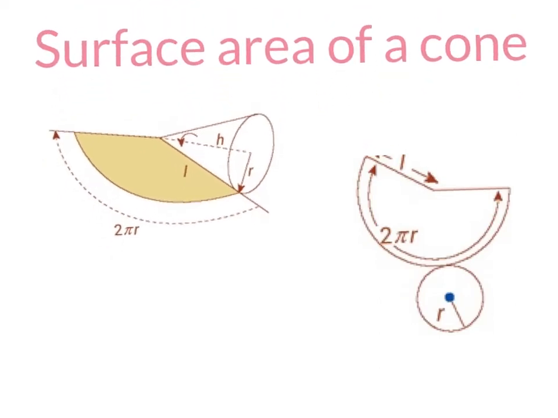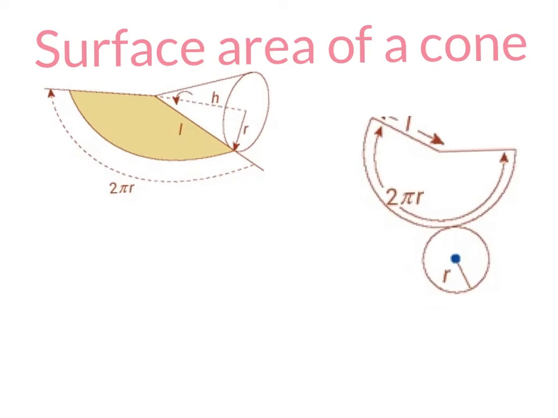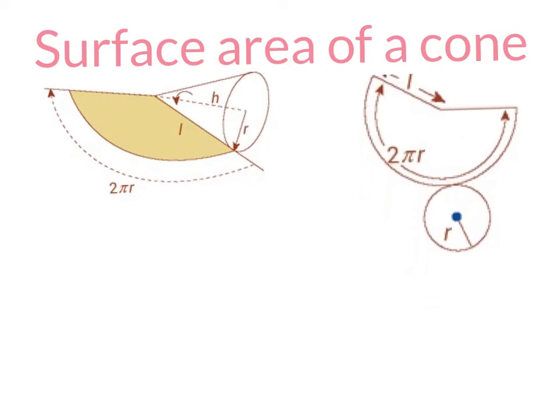Well, it's also written in your log tables. It's written on page 10, and it says the curved surface area, CSA, of a cone is equal to πrl. Now, π we've met before, or we know, r is the radius. l, what is this l? Well, actually, we've met it before.